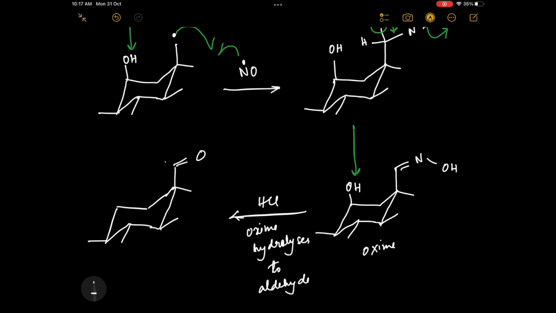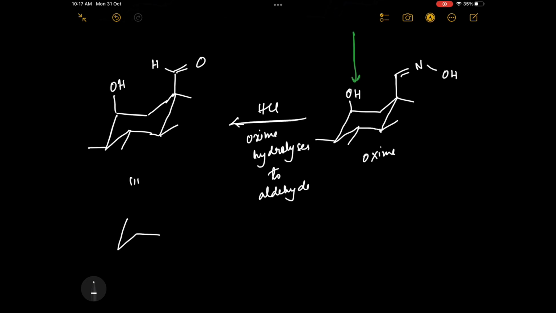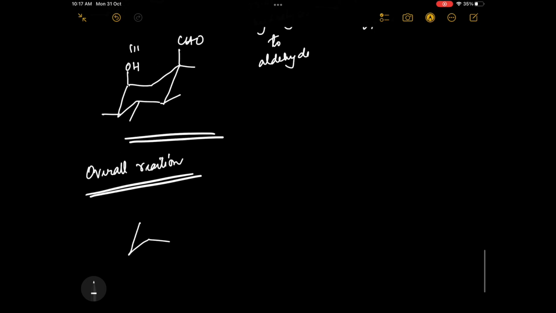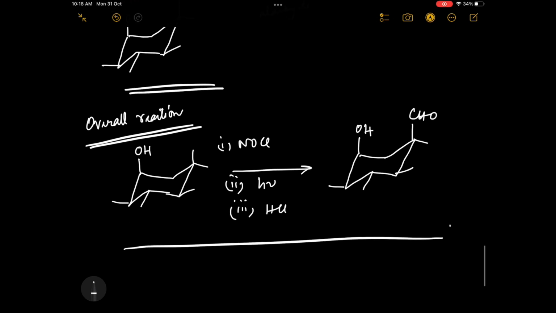In the options for this question, all four options contained the aldehyde group, and hence what we get here is that there is OH present, and at the delta carbon there is the CHO present. Let us check the overall reaction, because the mechanism was quite a long one. As we can see, there is OH and there is CH3 there also. NOCl, hν and HCl cause the formation of a CHO group. So this is basically a functional group transformation in photochemistry.